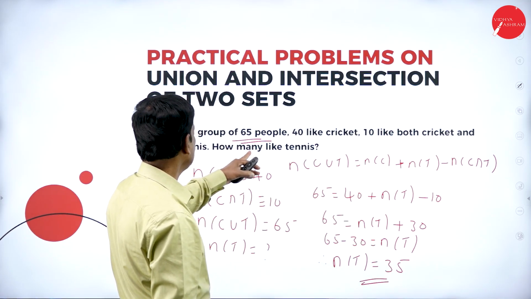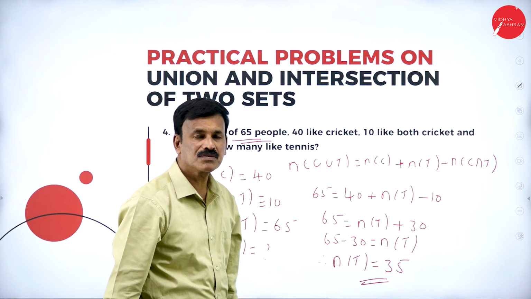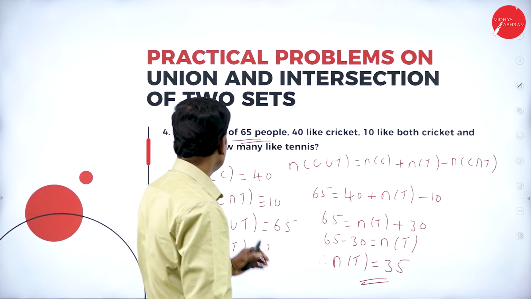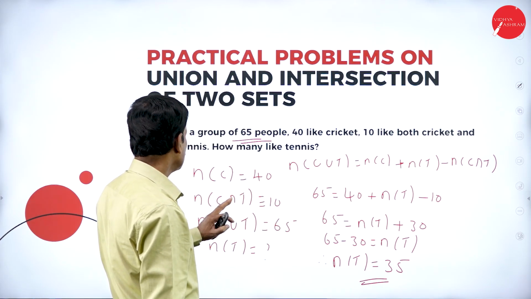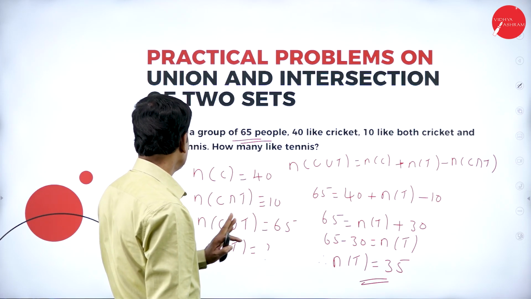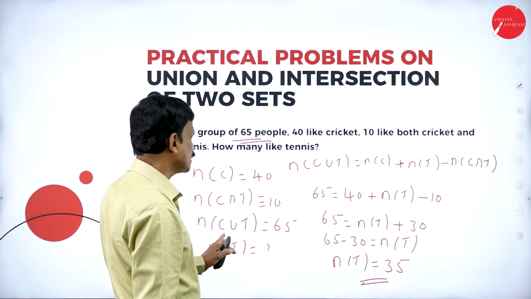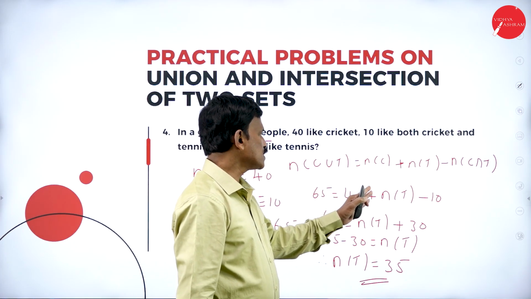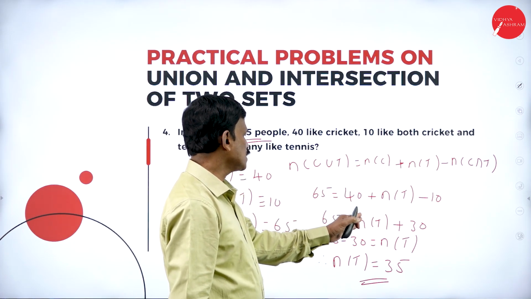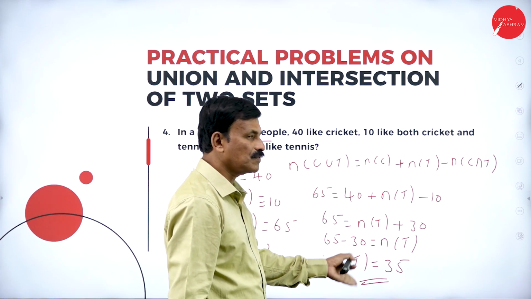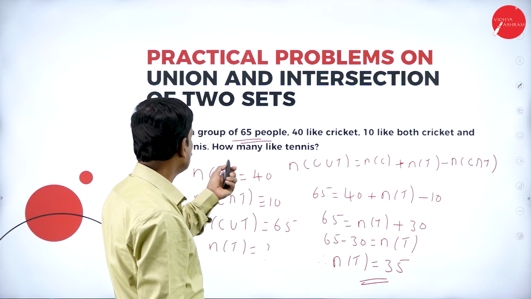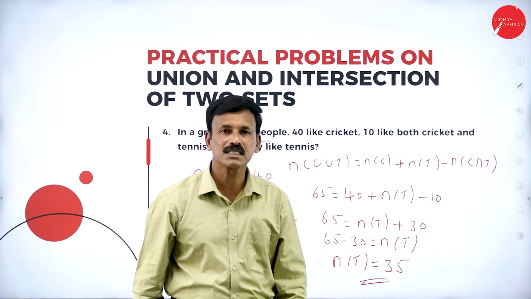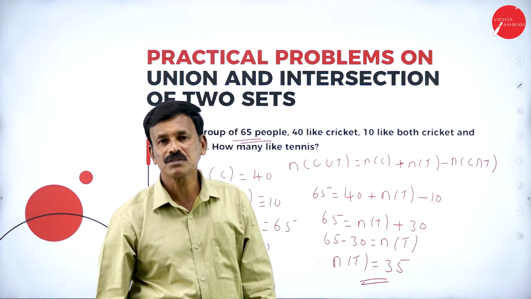That's it. So how many like tennis means 35 students will like tennis. So very simple. N of C is 40. N of C intersection T is 10. What is required to find is N of T. C union T is given. Just 65 is equal to 40 plus N of T minus 10. 40 minus 10 is 30. 65 minus 30 is 35, the number of people who like tennis. That's it. This is how we are going to solve this type of problem.